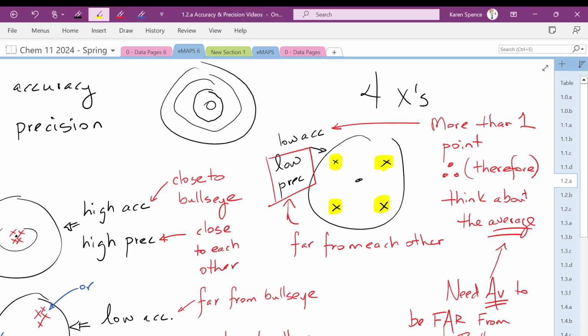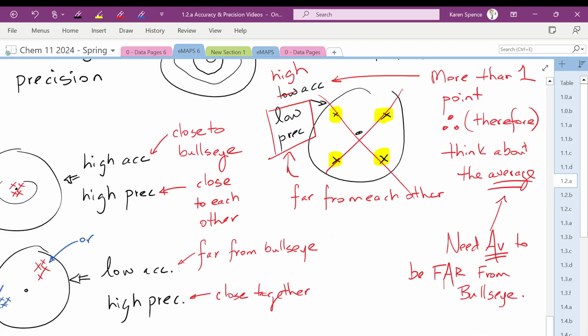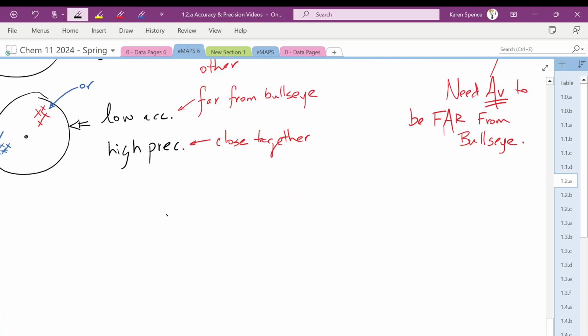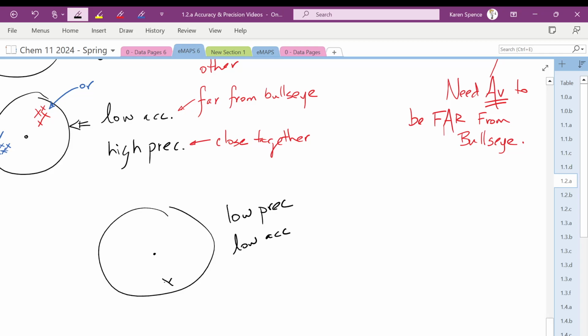So this would be wrong, because it would be low precision, but high accuracy. So what we would have to do in order to get low precision and low accuracy is we'll have to make the average somewhere other than the middle. So I could do that by having my 4 points sort of far from each other, but all kind of hanging out on the left.